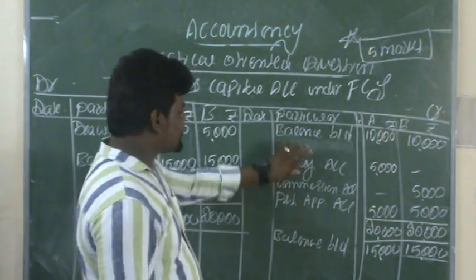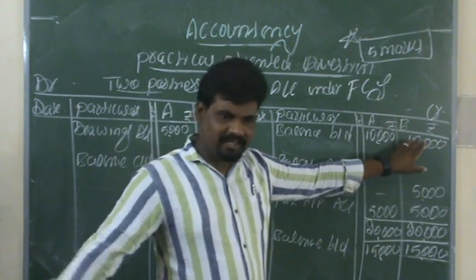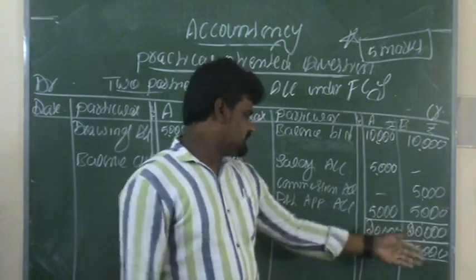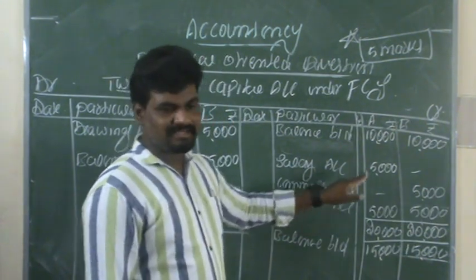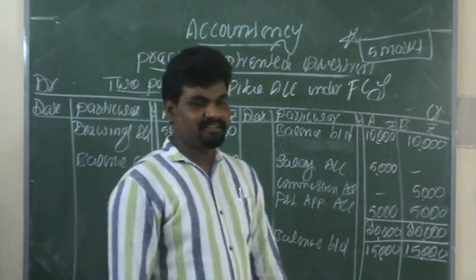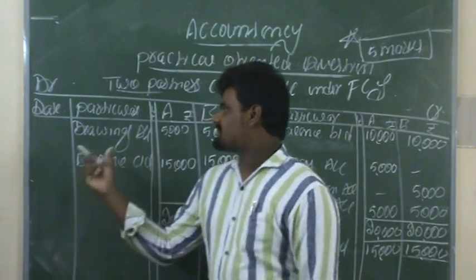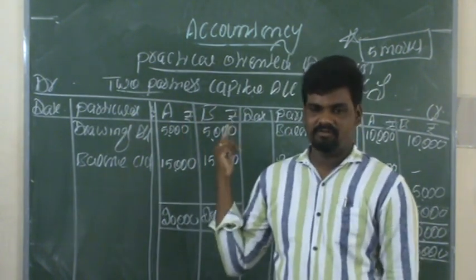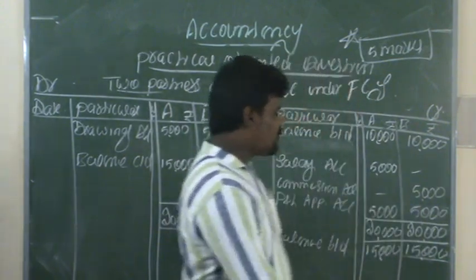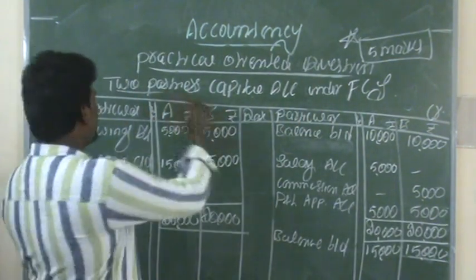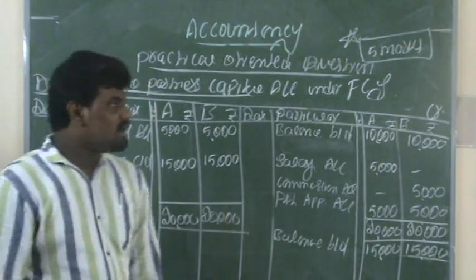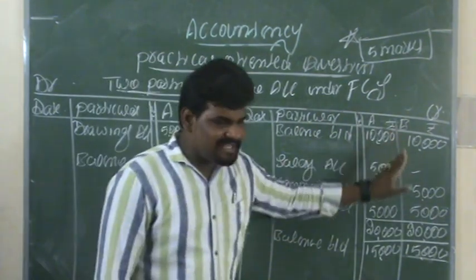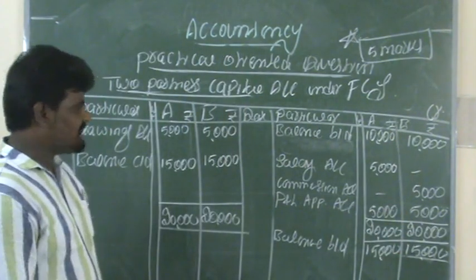And the same with salary, this is a constant transaction, there is not much difference. And the same way, commission is also the same. Profit and loss appropriation account balance, there is not much difference in both accounts. In the debit side, drawings, we can record in the partners' capital account also. So these are a few examples for the preparation of two partners' capital account under the fluctuating capital system. The balancing is the same manner as the previous current account.